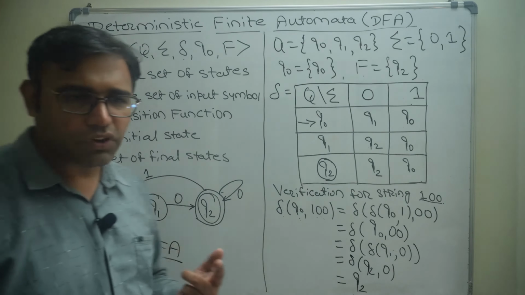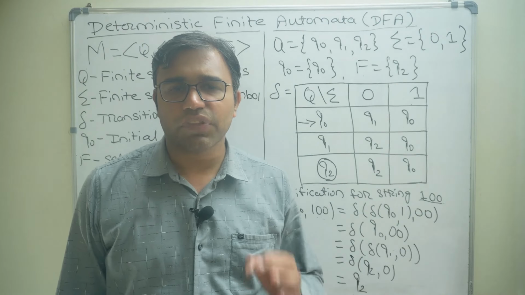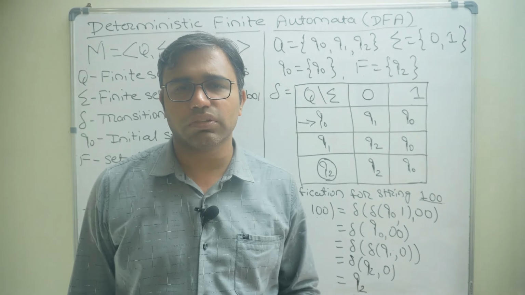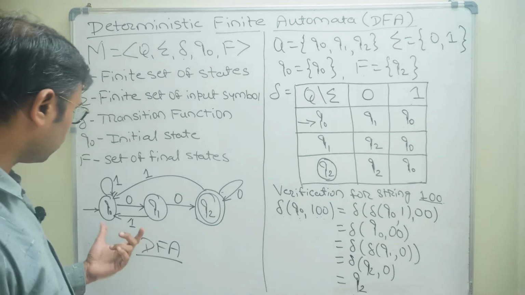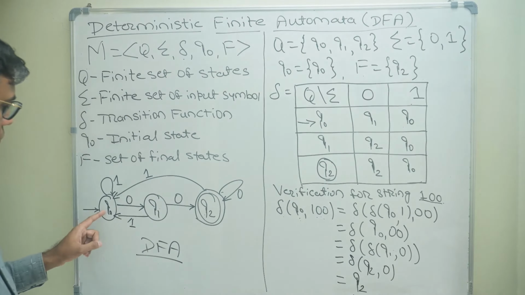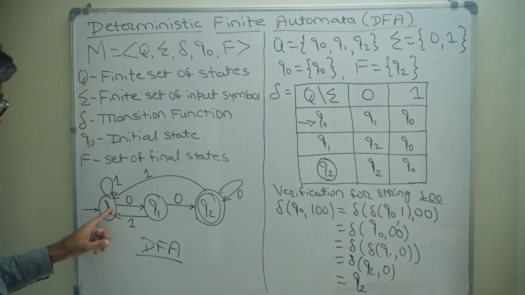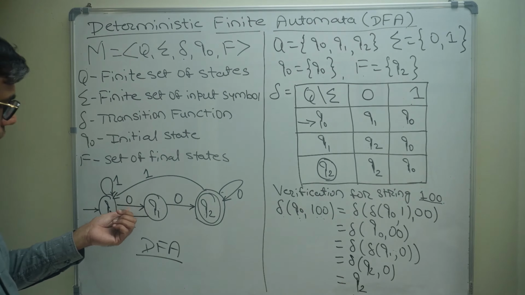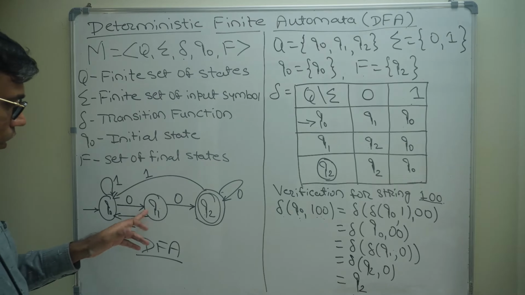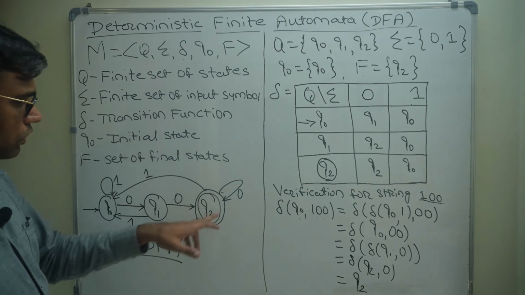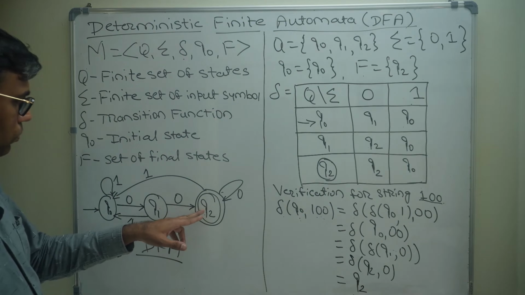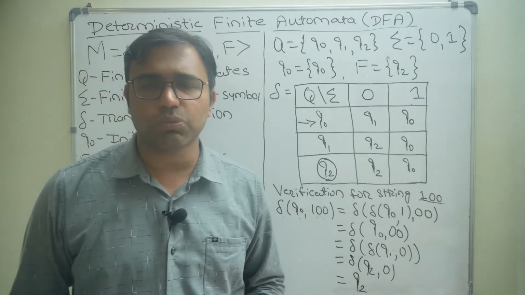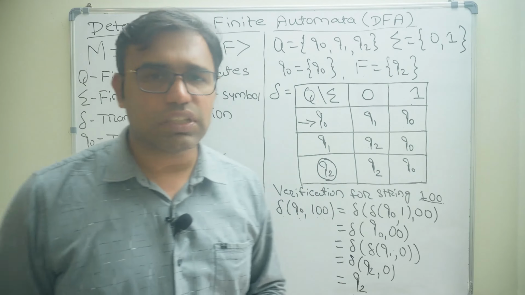There is one important point in deterministic finite automata: for one input symbol there is only one transition. If you look at this diagram, Q0 on 1 goes to Q0, Q0 on 0 goes to Q1. So for 0 there is only one transition, for 1 there is only one transition. Q1 on 0 goes to Q2, Q2 on 0 goes to Q2, Q2 on 1 goes to Q0. So you will find only one transition for one input symbol. That's why the name is deterministic.